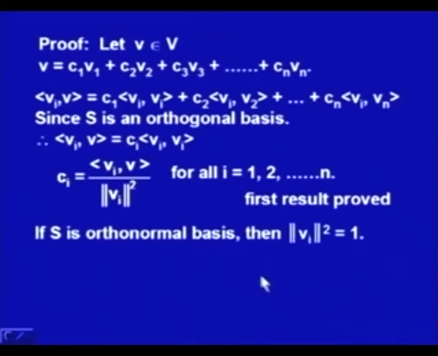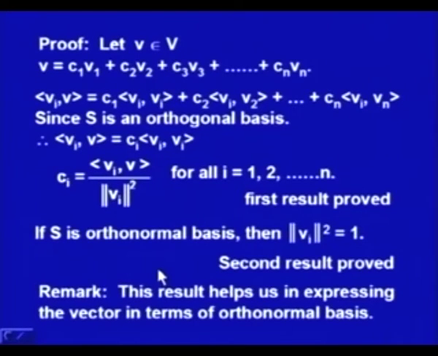And of course, if S is an orthonormal basis, then the norm of v_i squared is equal to 1 for all i's, and that is why we have the second result. So, this is another interesting result. This is interesting because this result helps us in expressing a vector in terms of an orthonormal basis.